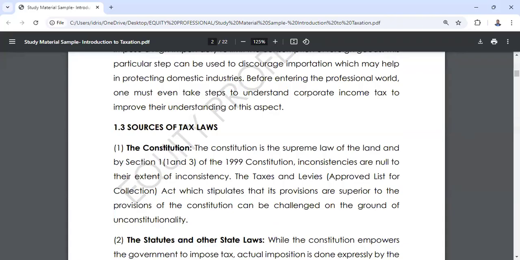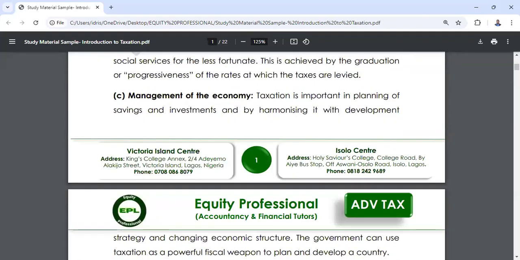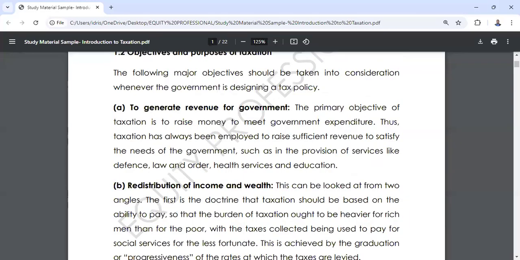Another objective, which is not included here, is to protect foreign exchange rates or to encourage exportation. Government collects tax to encourage exportation through creation of export processing zones or free trade zones, where most of the companies that manufacture goods for export will be assisted. And anytime they export goods outside the country, when they realize profit from such exportation, that profit will not be subjected to tax.